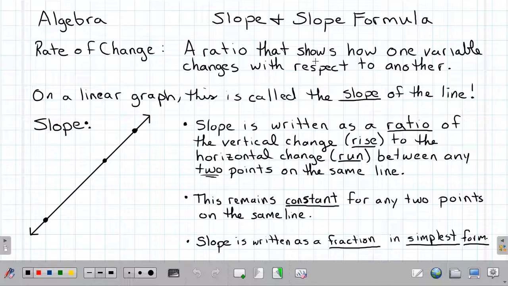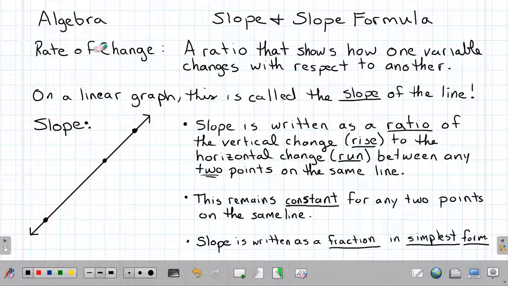Okay. And when we talk about rate of change, if we have a graph of a line, we actually have a special name for that rate of change, which is called the slope of the line. So in this case, once again, real world thinking here, this rate of change is represented on a graph by the slope. So if you've got a graph of distance and time, then the slope of that line would be your rate of change. The slope of that line would be how fast you're going.